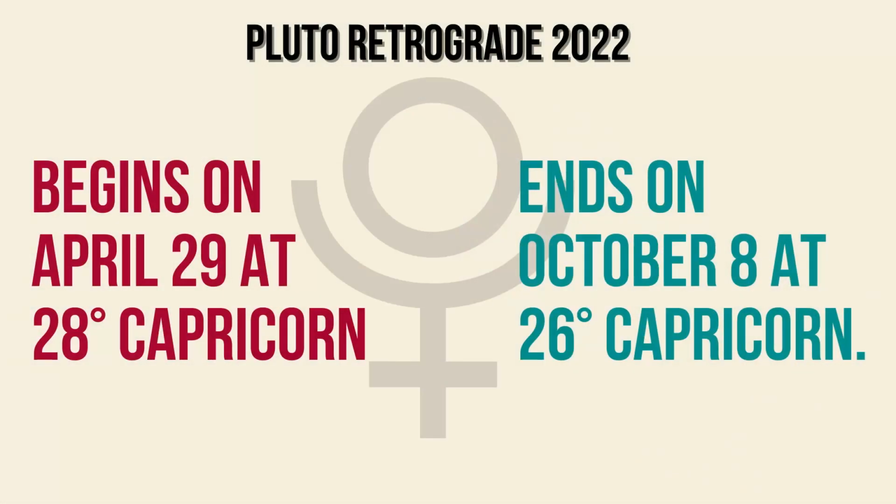Okay, all right, so Pluto retrograde, it happens on the 29th of April, as you know. And this is an interesting one, I think. I mean, there are of course always going to be interesting retrograde dynamics, but this Pluto retrograde is going to be interesting in the sense that it's occurring at the late degrees of Capricorn.